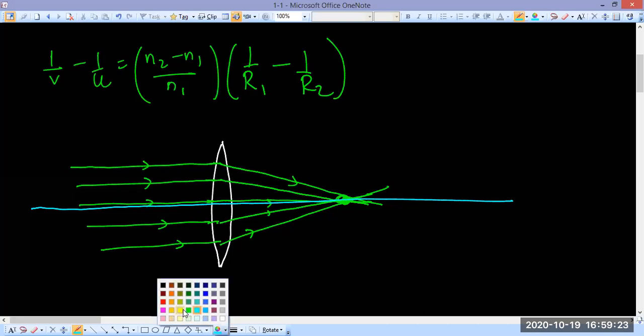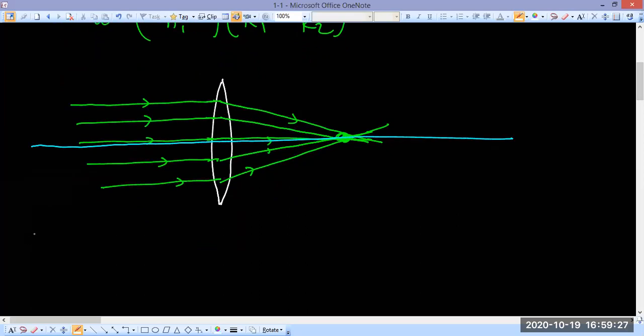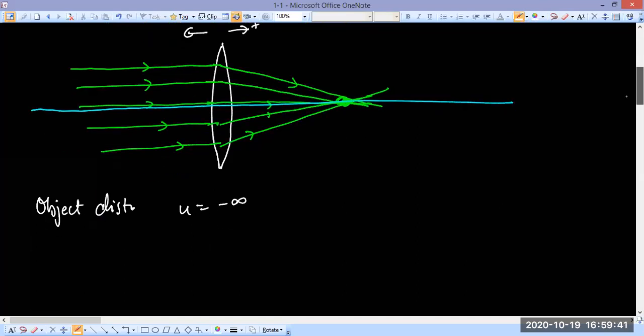So now if you consider the object distance, what is the object distance? u is minus infinity. I hope that is clear. Object distance u is minus infinity. Image distance v is equal to f. I hope you realize why, because like I said, here is O and here is F2.